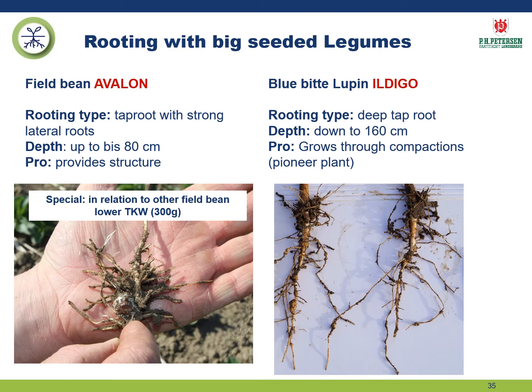The rooting with big-seeded legumes, here as an example by field beans, Avalon, which is especially small-seeded, has a very long taproot with strong lateral roots. The depth is down to 80 centimeters and field beans provide structure. Also a specialist is the blue bitter lupine Ildico, which has a rooting type deep taproot. It grows down to 1.60 m and it grows even through compactions. It is a pioneer plant.